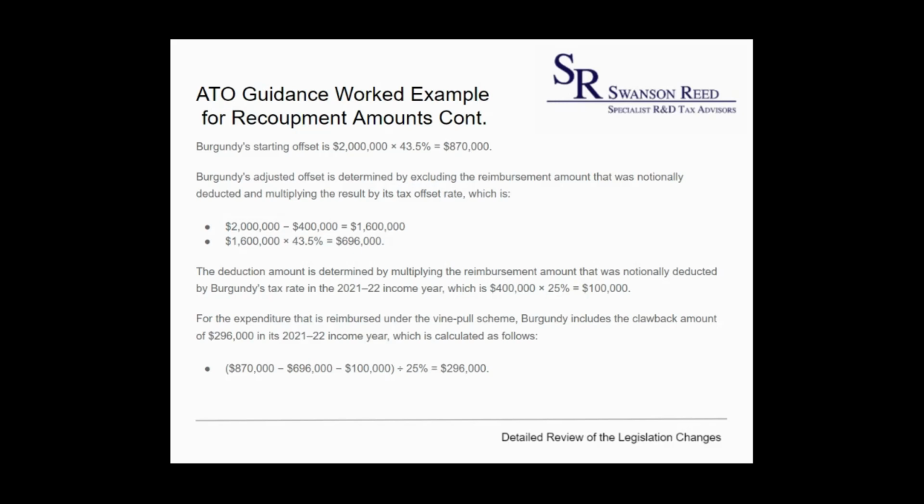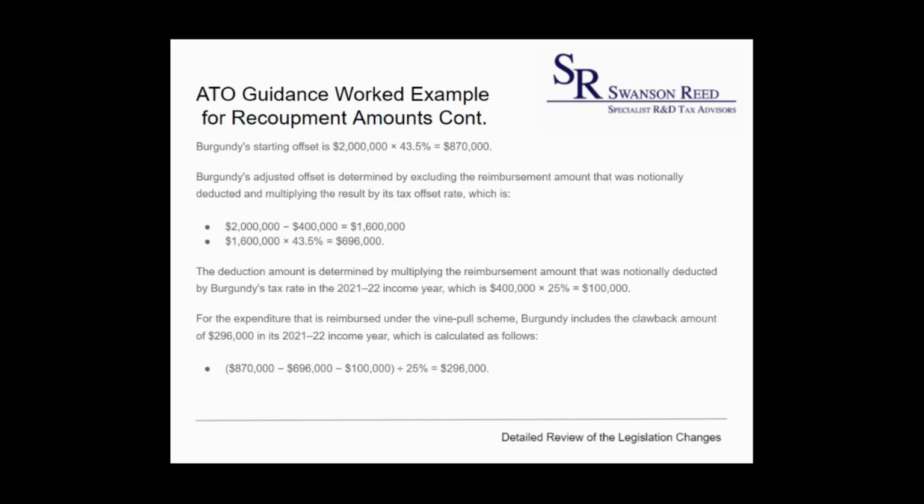$1,600,000 is then multiplied by the R&D tax offset rate of 43.5%, resulting in $696,000. The deduction amount is determined by multiplying the reimbursement amount that was notionally deducted by Burgundy's tax rate in the FY22 year, which is $400,000 multiplied by the 25% corporate tax rate, resulting in $100,000. For the expenditure that is reimbursed under the vine pool scheme, Burgundy includes the clawback amount of $296,000 in its reporting for the FY22 year.